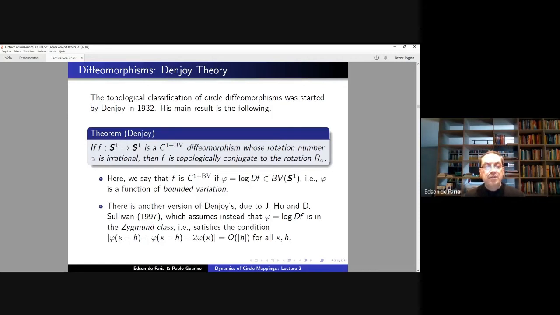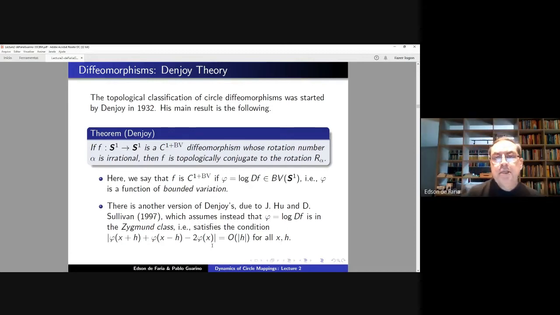So it satisfies this condition that you see here at the bottom: phi of x plus h plus phi of x minus h minus 2 times phi of x is big O of h, okay? So a function with this property is called Zygmund. And the Zygmund class and the bounded variation class don't have much to do with each other. They have a large intersection, but neither class is contained in the other. So these are really different versions of Denjoy's theorem. The conclusion is the same, that you have a topological conjugacy between f and the rotation.